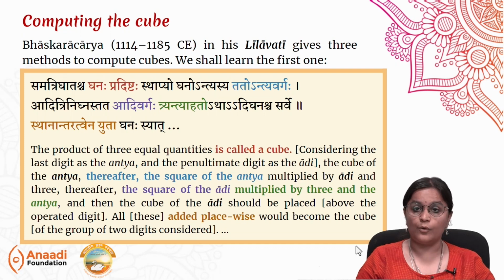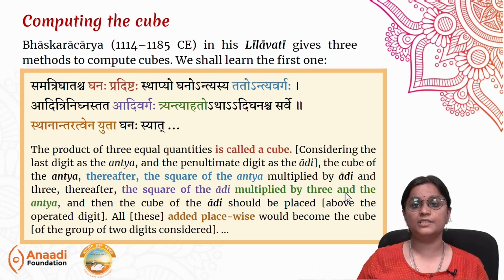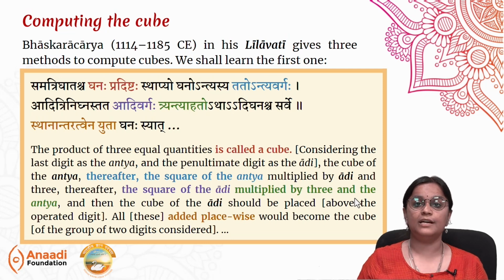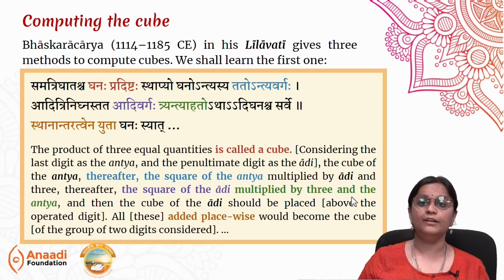Thereafter, take the square of the antya multiplied by Adi and 3, which equals 3A square B. Thereafter, the square of the Adi multiplied by 3 and the antya, which equals 3AB square in our algebraic identity, and finally take the cube of the Adi, which should be B cube. All these must be placed according to their place values and added. This means that we will have to perform a sliding function.